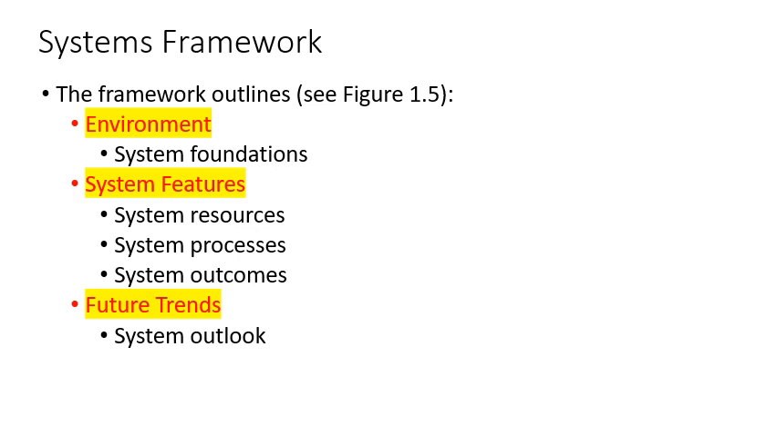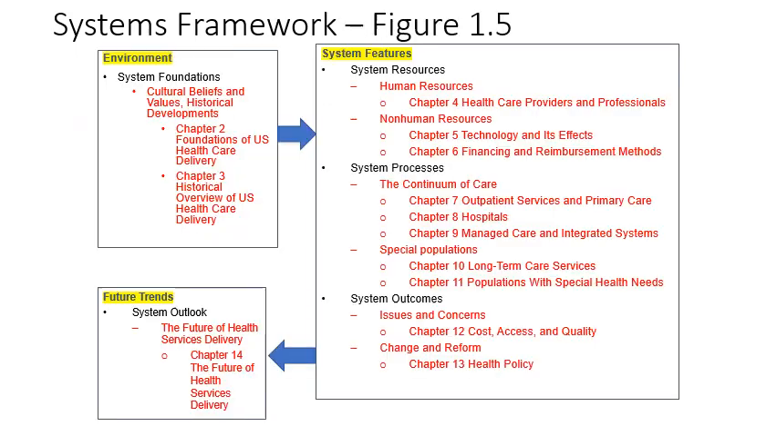So the framework outlines what you see in figure 1.5: environment, system features, and future trends. So under environment is system foundations. Under system features, they look at system resources, system processes, and system outcomes. In the future trends, they look at system outlook. Systems framework from the textbook, figure 1.5.